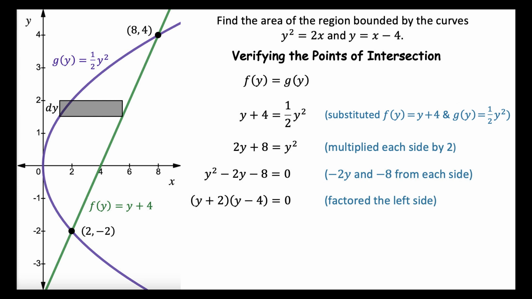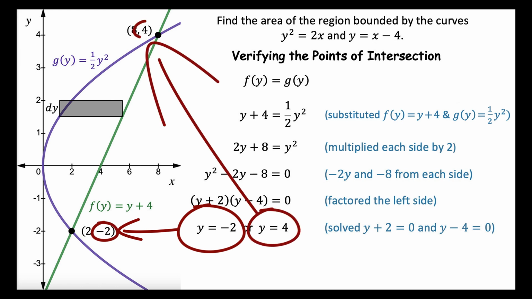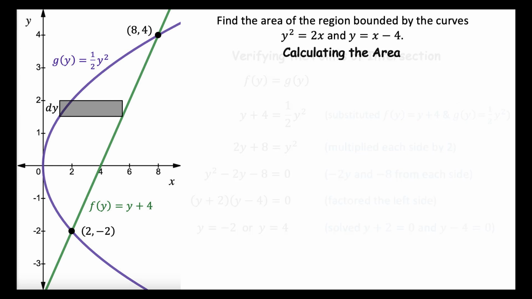Solving y plus 2 equals 0 and y minus 4 equals 0 gives us the bounds y equals -2 and y equals 4, which verifies our visual inspection of the graph. So we need to find the area of the region bounded by f of y equals y plus 4 and g of y equals 1/2 y squared from y equals -2 to y equals 4. Yay! We're finally ready to set up the integral and calculate the area bounded by the given curves.